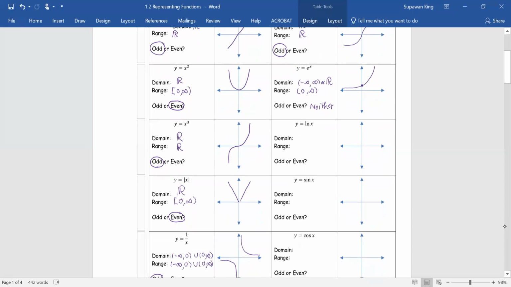Y equals natural log of x is the inverse graph of the exponential function, has an x-intercept at 1, 0. The domain is the positive x values. The range, the set of all real numbers. Neither odd nor even.